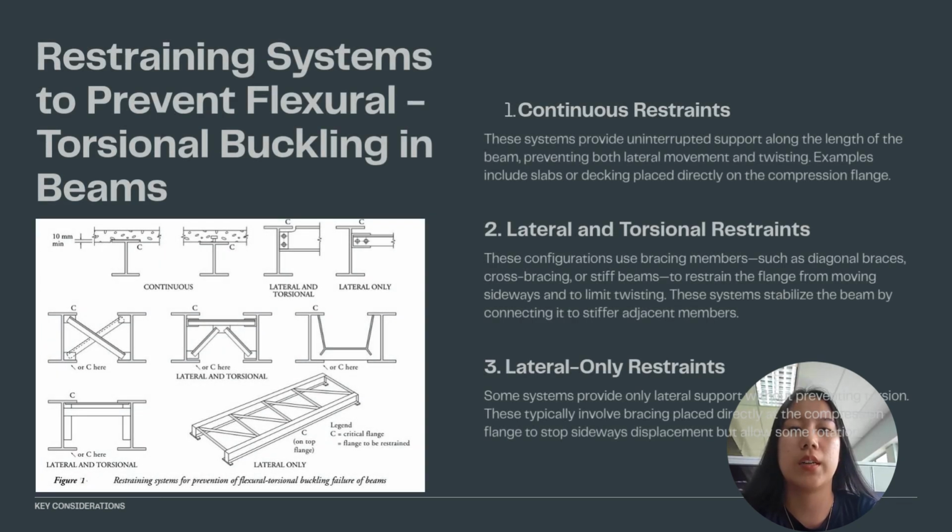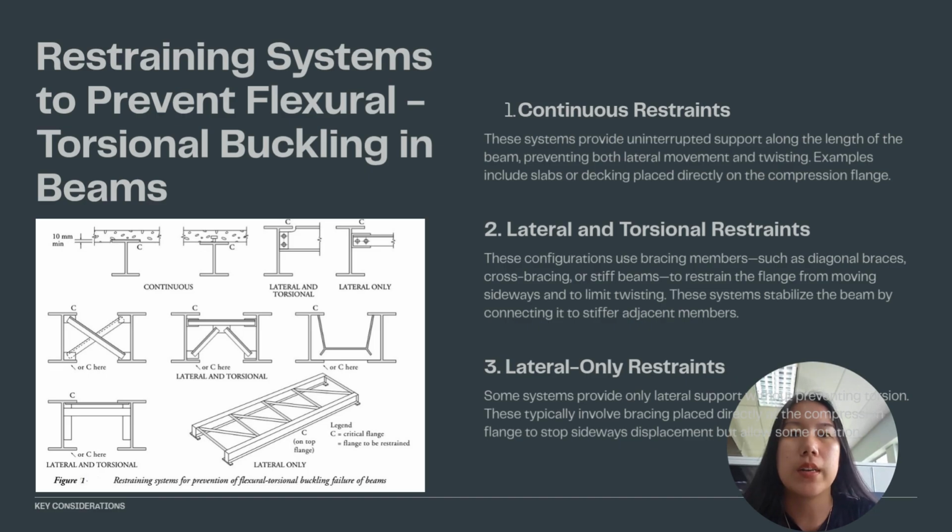We move to restraining systems to prevent flexural torsional buckling in beams. This figure illustrates different structural systems used to restrain beams and prevent flexural torsional buckling, which is a failure mode caused by combined bending, lateral movement, and twisting. Each system provides support to the critical flange, either continuously or at specific points.